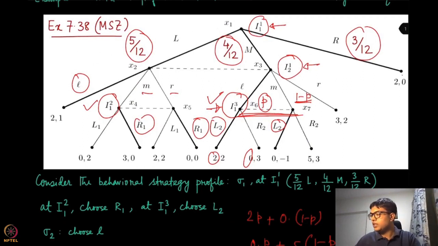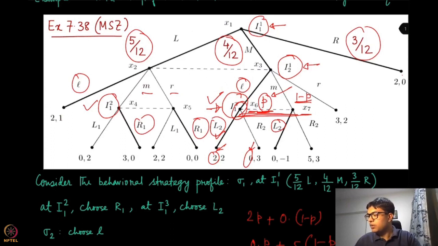So now we know that if the belief was less than 5 by 7, in favor of this, so what can player 1 think in this case? It knows that if it is L, then its belief is going to be equal to 1. So for X6, belief of player 1 will be equal to 1, and X7 will be equal to 0. So in that case, it knows for sure that it is going to be in this state, and it can choose L2, because L2 is going to give it a higher utility than choosing R2. So this L2 action at this point, which is the behavioral strategy, which happens to be a pure strategy in this case, is definitely a better option.